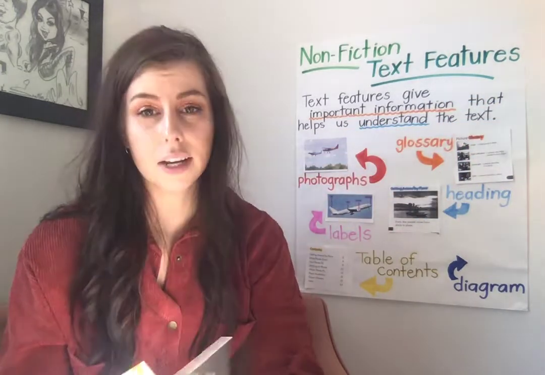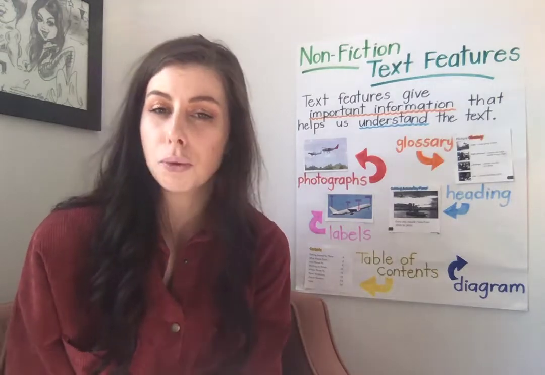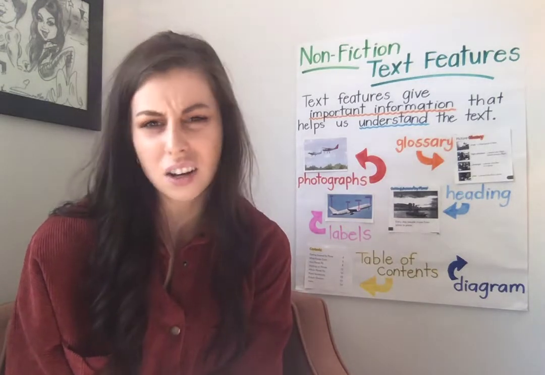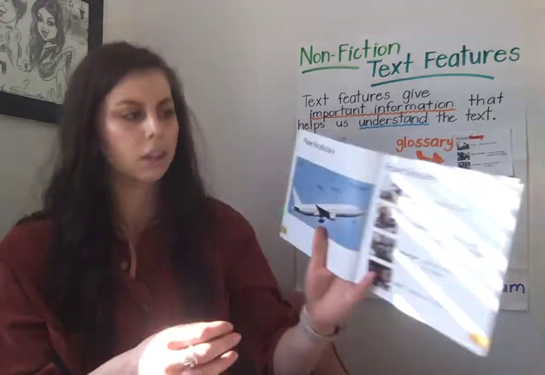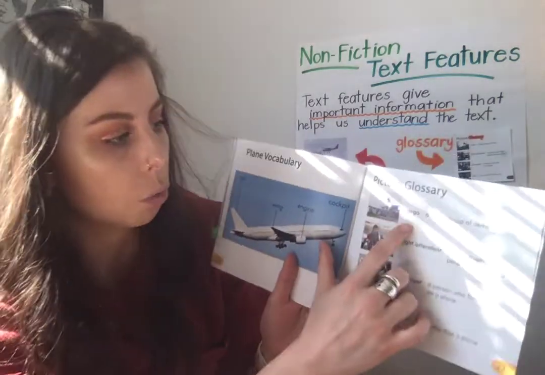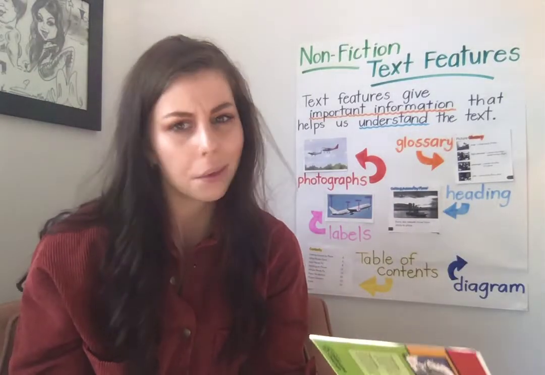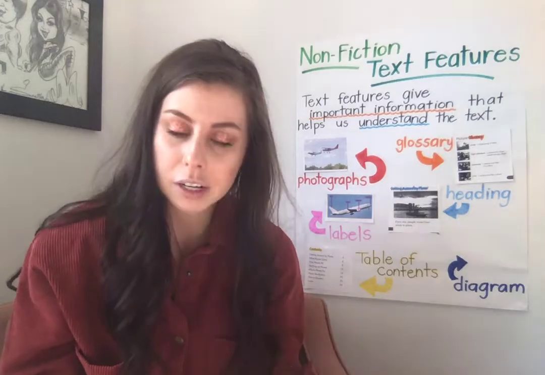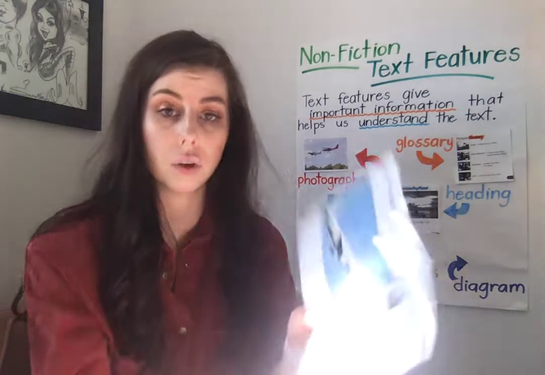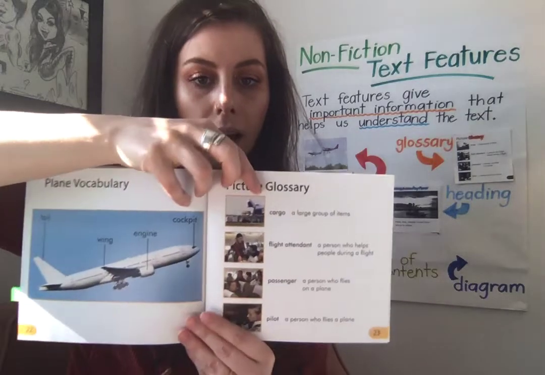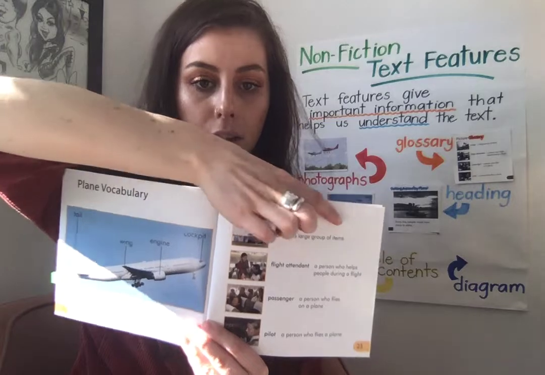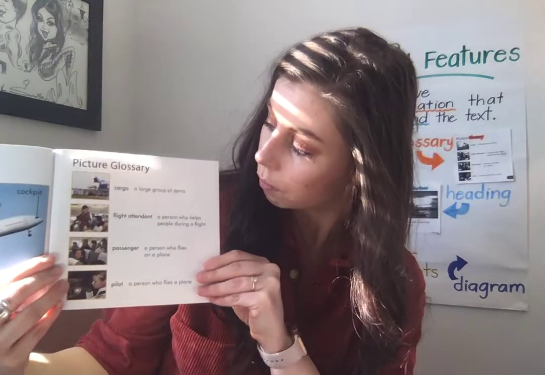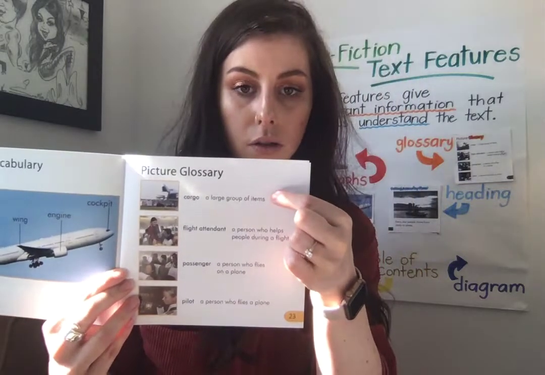A glossary is something that you can look at to help you figure out words that you might not know. So this glossary is looking at the word cargo. So if you're reading a book and you think, cargo, I don't know what that word means, and I look at the picture and I can't figure it out from the picture, if the book has a glossary, you can go to the back of the book. Glossaries are usually in the back of the book. So you go to the back and you find the word cargo, and then right next to it, it tells you what that word means. So it says cargo, a large group of items.